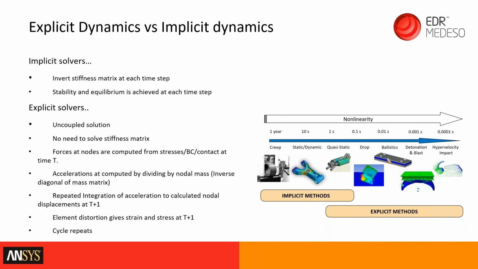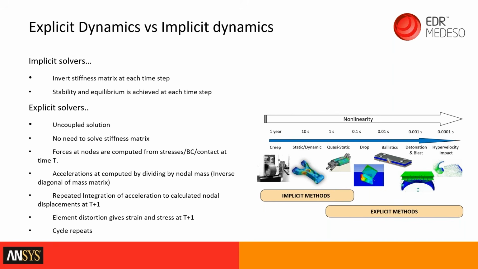The general procedure is this. It calculates the forces at all the nodes from the stresses, boundary conditions, and contact at time t. From the mass matrix, it can then calculate the accelerations. From the accelerations, it does a double integration to come up with a distortion at time t plus 1. And from that distortion, it calculates the stress at time t plus 1, and then it repeats that cycle. It's a very robust solution, very quick at each time step, but it does have a caveat in that the time steps need to be really small.